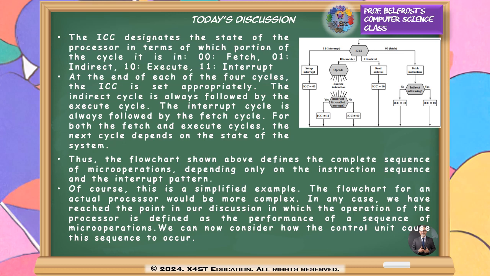And in any case, we have reached the point of discussion in which the operation of the processor is defined as the performance of a sequence of microoperations. We can now consider how the control unit causes the sequence to occur.